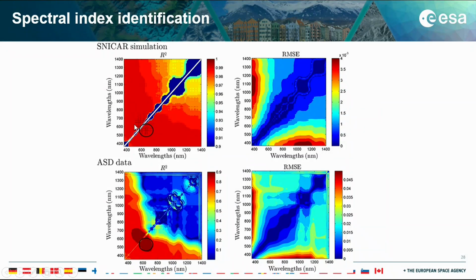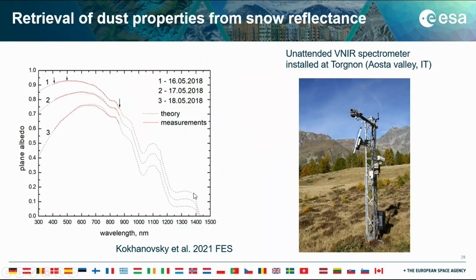So we found out that in this area, if we calculate the normalized index between 600 and 500 nanometers, we will have a good correlation with the measured concentration of dust in snow in the lower plot and the simulated concentration in the upper plot.